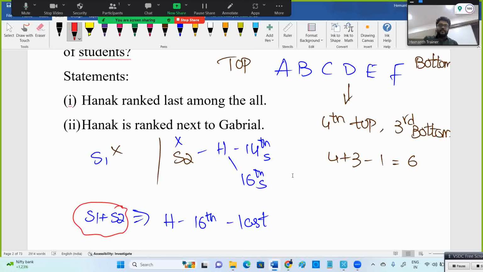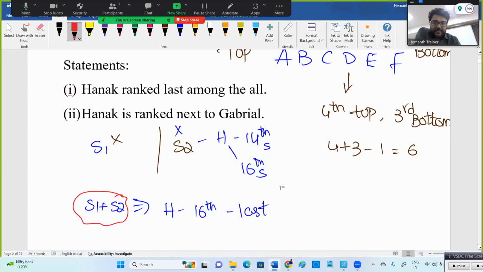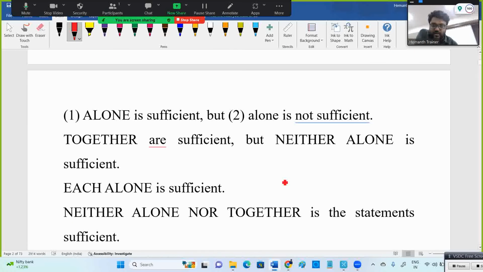That's it, right? Now, together is sufficient, so we can go for the option: together are sufficient, but neither alone is sufficient. Neither alone is sufficient. Simple.